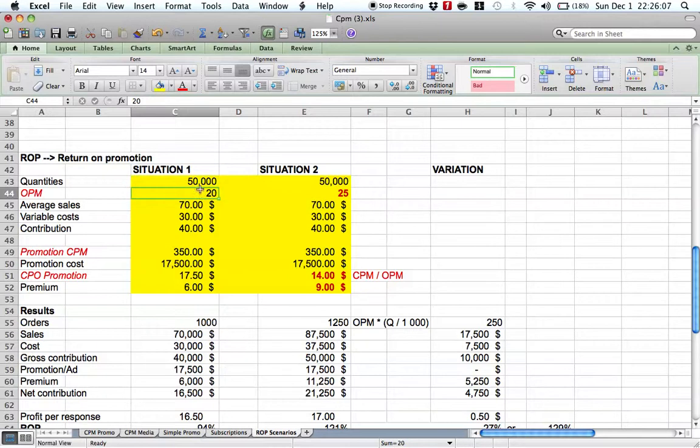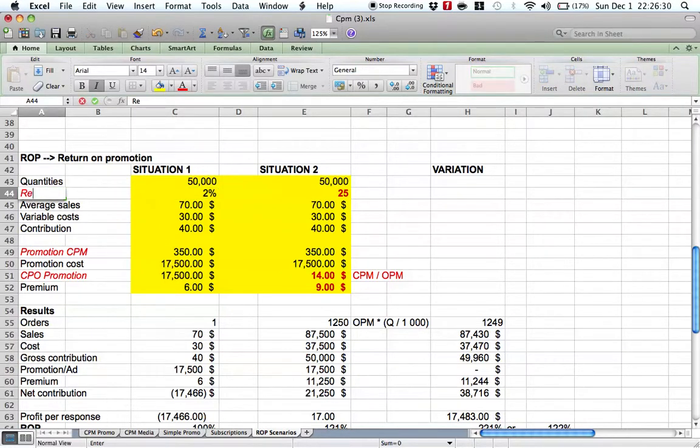So what does this 20 mean? What does that 20 represent? Take that 20, and in order to get this M out of there, divide it by 1,000. Once you do that, you'll notice we have a 2% response rate. We can call this response rate. Doesn't that make more sense?